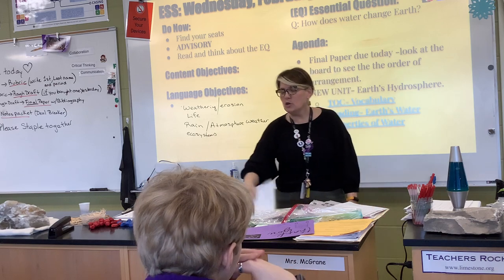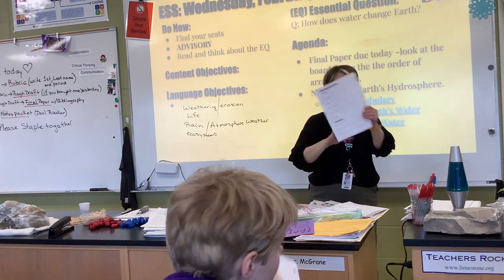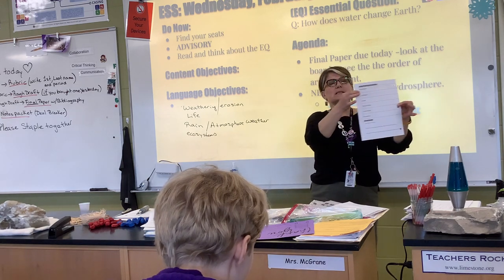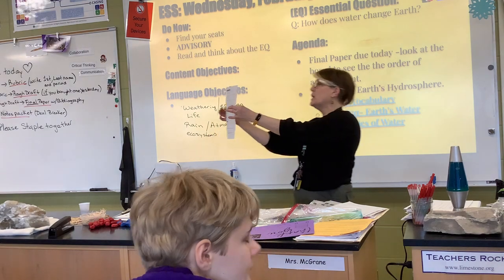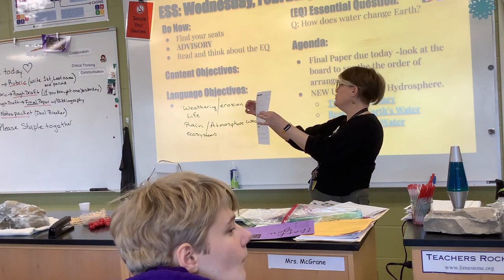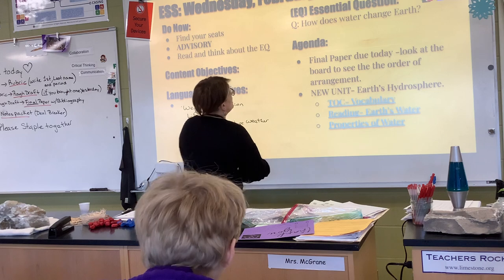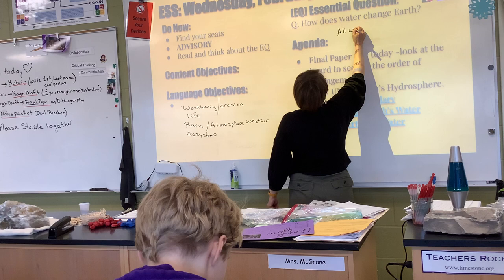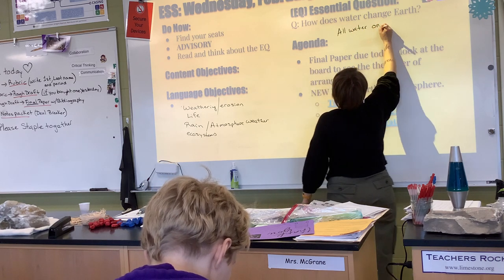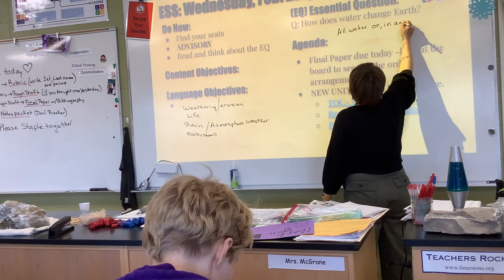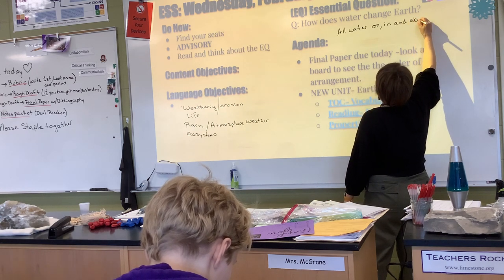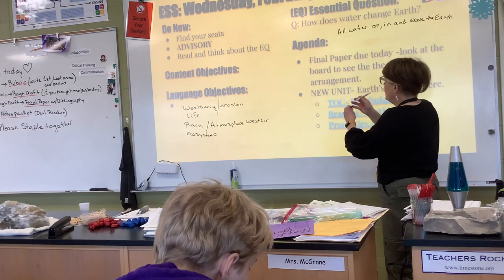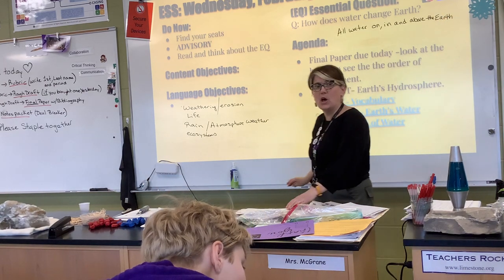So everybody turn over your table of contents, please, and let's look at the very first word. Finn, turn over your table of contents. We've got some vocabulary there. Ethan, turn over your table of contents and let's check out our first word, hydrosphere. If we were to write that down, it is all water on, in, and above the Earth. So now you have one vocabulary word defined on your table of contents.